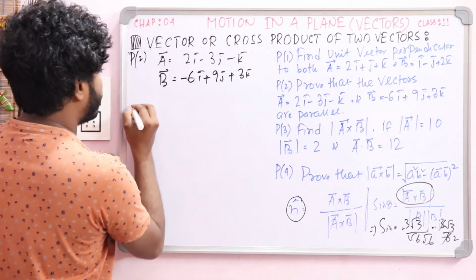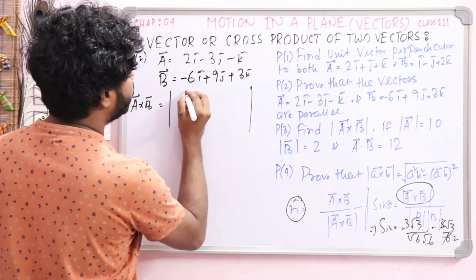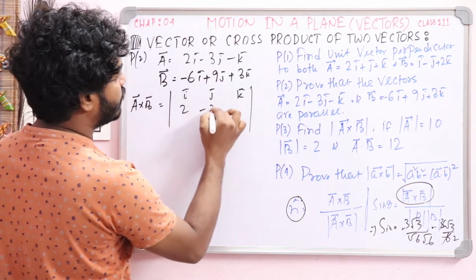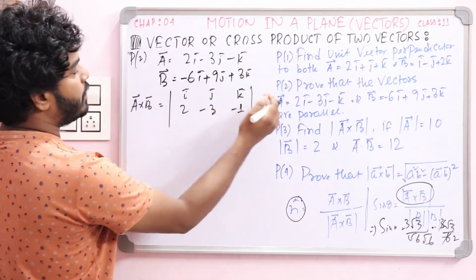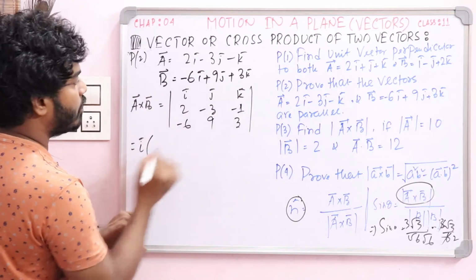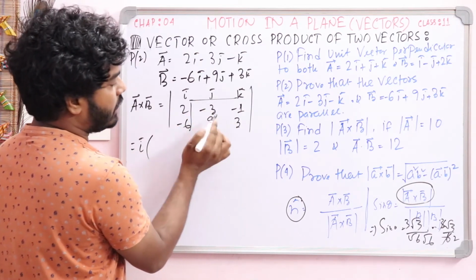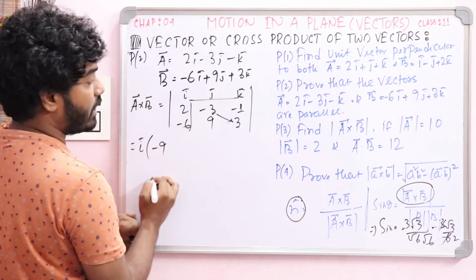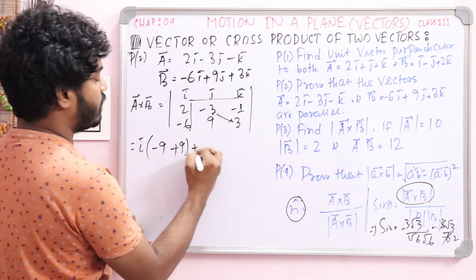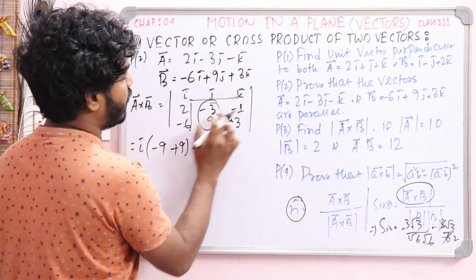Now at first you find out A cross B. Write it down in determinant form, i cap j cap k cap, then ax ay az, that is 2, minus 3, minus 1, bx by bz, that is minus 6, plus 9, plus 3. Now at first i cap, when you are considering i cap, this one and this one will be cancelled out, that is minus 3 minus 1, 9 3. At first you multiply this one, minus 3 into 3, that is minus 9, then minus 1 into 9, that is minus 9. This minus and this one will be plus 9, this plus j cap. When you are considering j cap, this one and this one will be cancelled out, so the remaining part is 2 minus 1 minus 6 3.